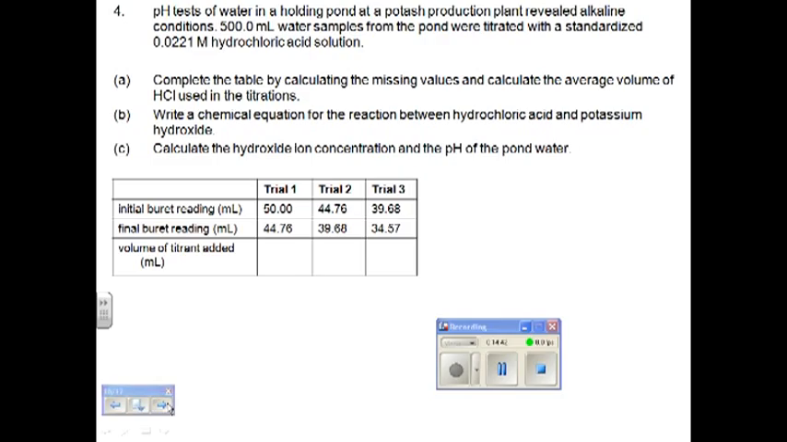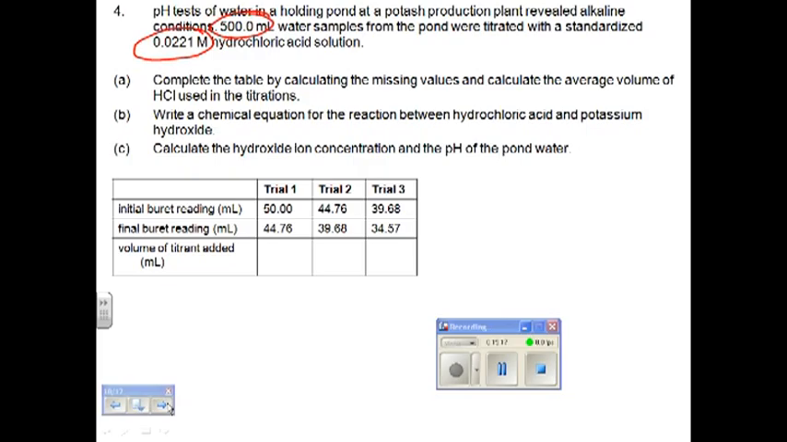Okay, so this is a question that came from, I believe, an old exam as well. pH test of water in a holding pond at a potash production plant. Build alkaline conditions. 500 milliliter water samples from the pond. Okay, so that's our key thing. We titrated with standardized 0.0221 mole per liter hydrochloric acid. Standardized means you know the exact concentration of it.